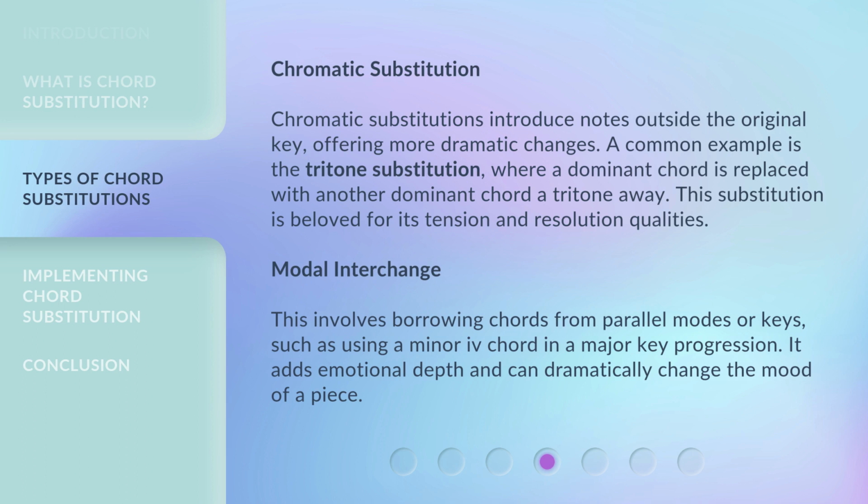Modal interchange. This involves borrowing chords from parallel modes or keys, such as using a minor IV chord in a major key progression. It adds emotional depth and can dramatically change the mood of a piece.